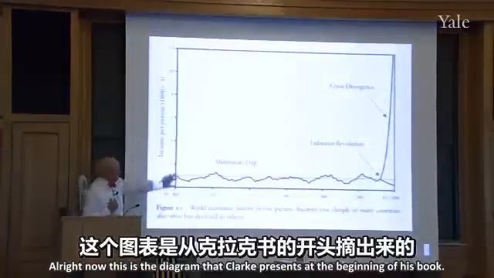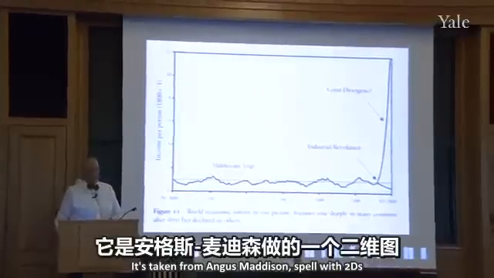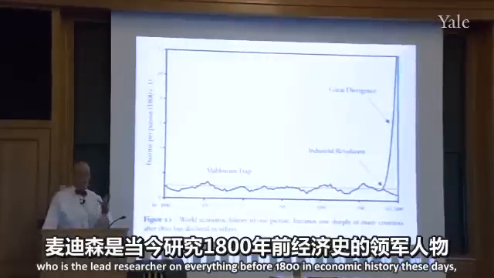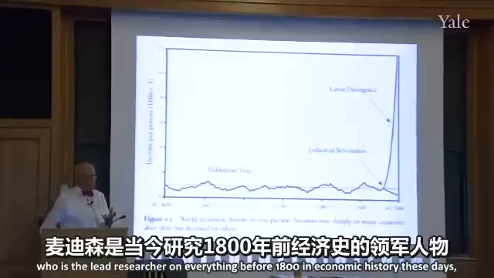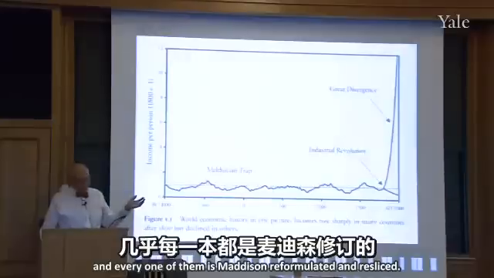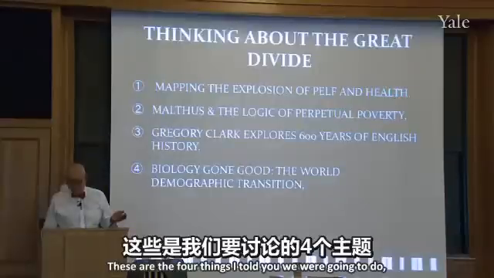Now, this is the diagram that Clark presents at the beginning of his book. It's taken from Angus Maddison, spelled with 2 Ds, who is the lead researcher on everything before 1800 in economic history these days. And literally there are perhaps 50 books that touch on this material, and every one of them is Maddison reformulated, resliced. These are the 4 things I told you we were going to do.